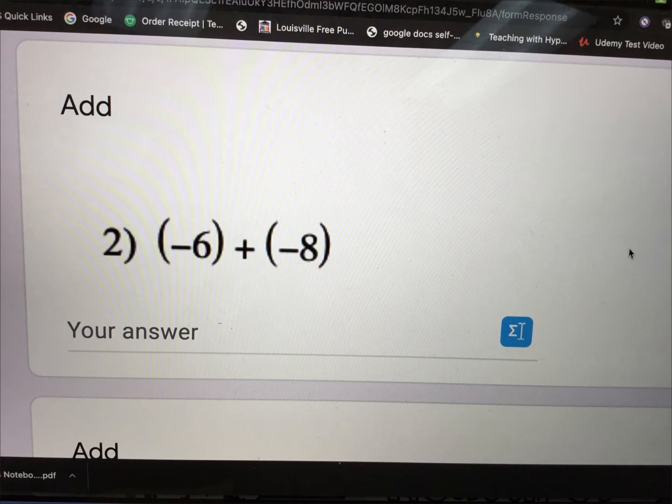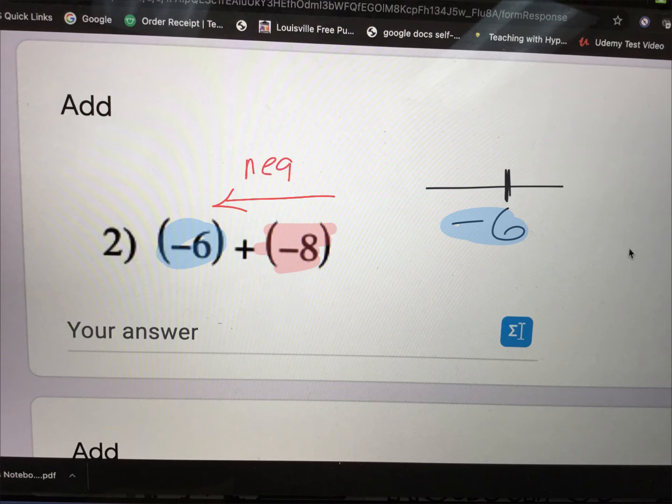Problem number 2 is exactly the same type of problem, but I'm going to show you what to do using a number line instead. So imagine that I'm starting here at my starting point on the number line. I'm starting at -6. A negative number is represented on the number line by moving to the left. That is the negative direction.